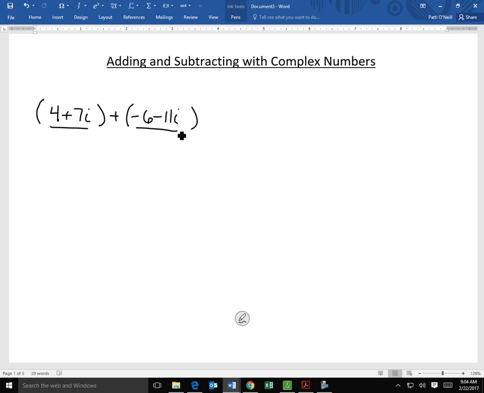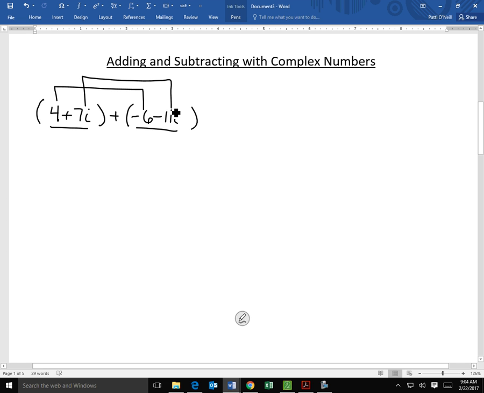When you add two complex numbers together, you add the real parts to the real parts and the imaginary parts to the imaginary parts. So these are the real and these are the imaginary. So 4 plus -6 is -2, and 7 minus 11i, or plus -11i, which is minus 11i, is -4i. This is your final complex number, which is the sum of those two original complex numbers.